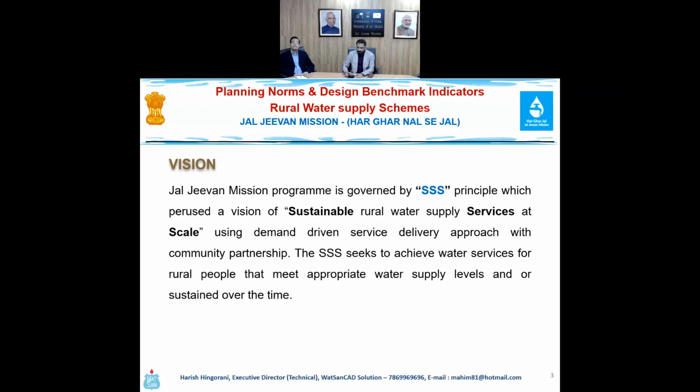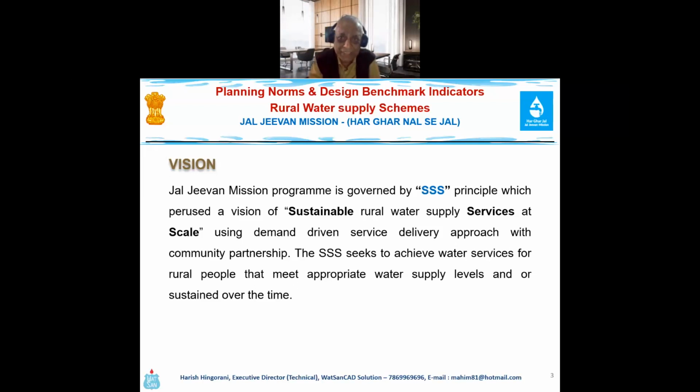Sustainable rural water supply. Basically, we are talking of services here, but at scale. Scale means 55 LPCD and the drinking water quality parameters. So by definition, it is a triple S principle.